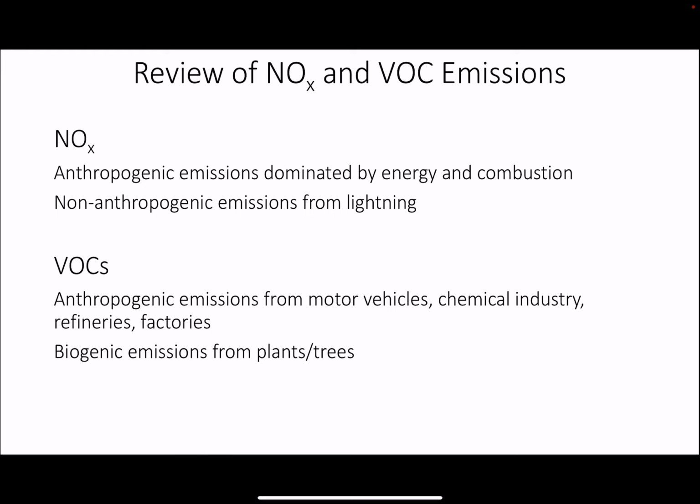So just to recap, NOx is dominated by anthropogenic emissions from energy and combustion, and this includes motor vehicles and industry. And there are also natural emissions of NOx, primarily from lightning, although there's also some that come in from the stratosphere. In terms of VOCs, which are volatile organic compounds, the anthropogenic emissions come from motor vehicles, the chemical industry, chemical manufacturing facilities, refineries, factories, etc. And there are, of course, also biogenic emissions of VOCs, and these primarily come from plants and trees on land as well as plants in the oceans.